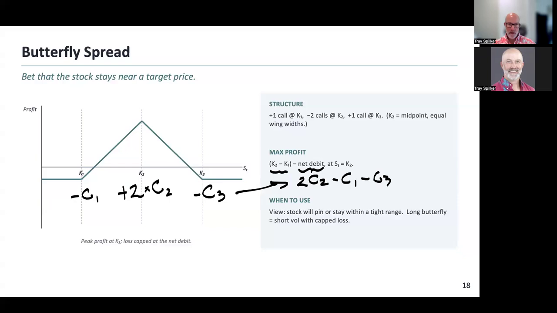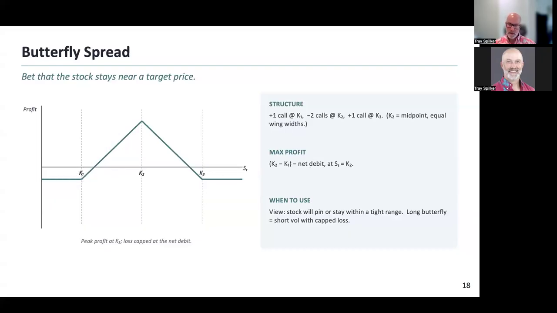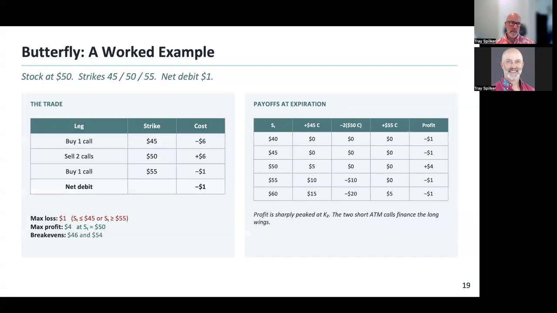So this is a long butterfly. So basically, you're short volatility in this particular trade. You're betting the underlying stock will not move. And instead of taking risk to the downside, that is, if the share price goes up or way down, you're capping the potential losses there. So that's the benefit of this strategy. So let's look at a worked example here.